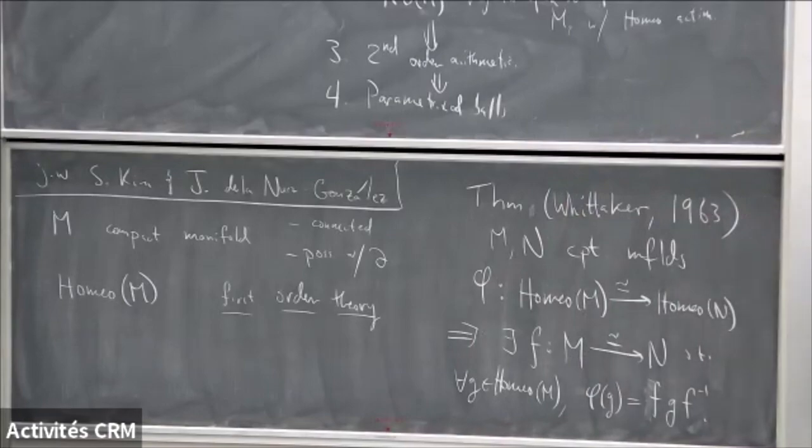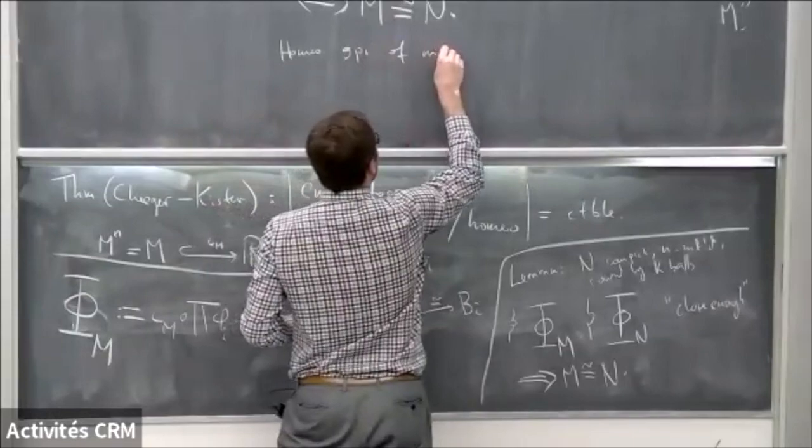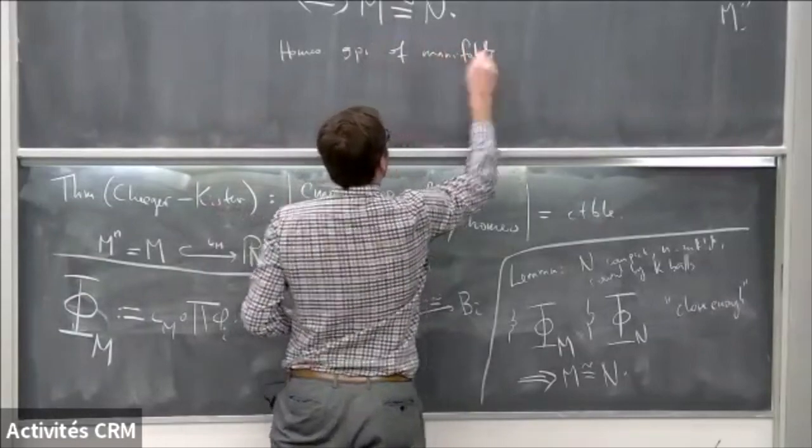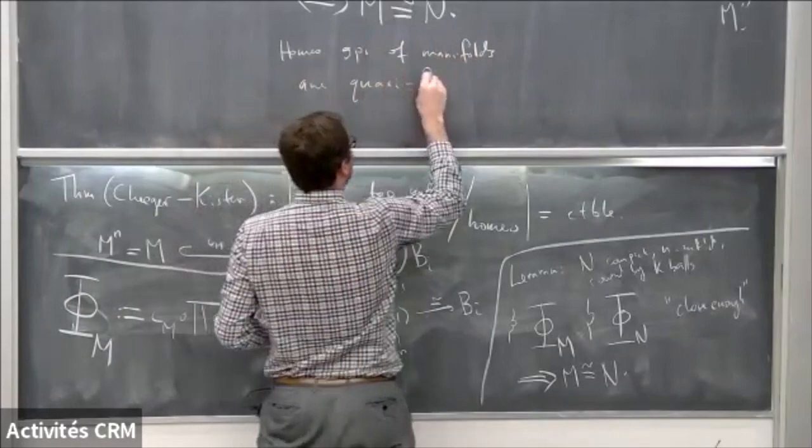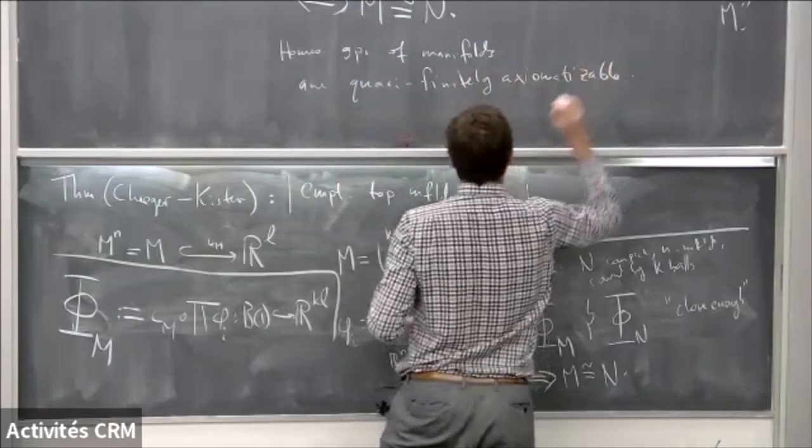We actually have something stronger here. There's actually just one sentence that nails down the homeomorphism type of a particular manifold. And so this has the very catchy name of being: homeomorphism groups of manifolds are quasi-finitely axiomatizable. This falls off the tongue.